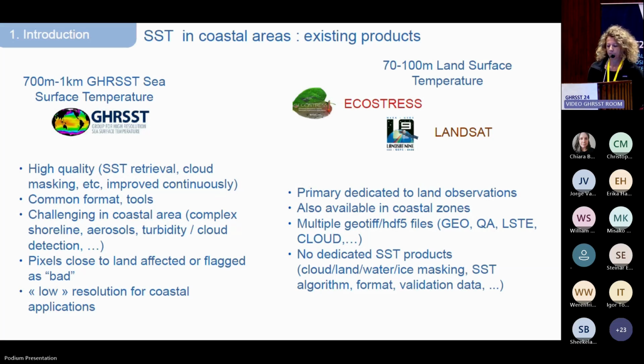As we have already heard this week, we can find very high resolution data in existing missions, for example, from the ECOSTRESS mission and from the Landsat mission. These missions are primarily dedicated to land observations, but they also occur in coastal zones, and there are no dedicated SST products. They are available in multiple files and in several formats also, and in coastal zones and also over inland waters, cloud, land, water, and ice masking is not relevant.